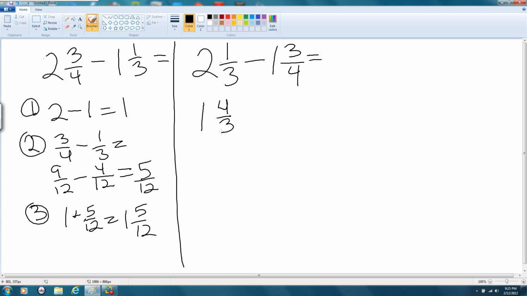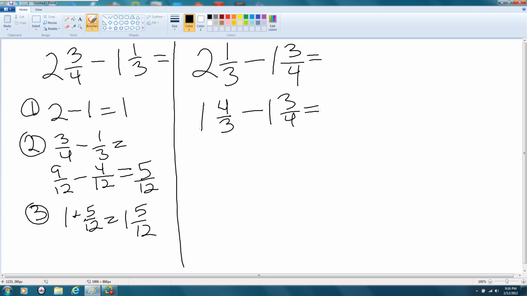We did that because those two are equivalent. If we take 1 out in the form of 3/3 and add it to 1/3, we get 4/3. And so 1 4/3 is equivalent to 2 1/3. If we do those as improper fractions, you will see that too. So we have 3 times 2 is 6 plus 1 is 7/3, or 3 times 1 plus 4 is 7/3. Now we have this minus 1 3/4. That was just the original second number there.